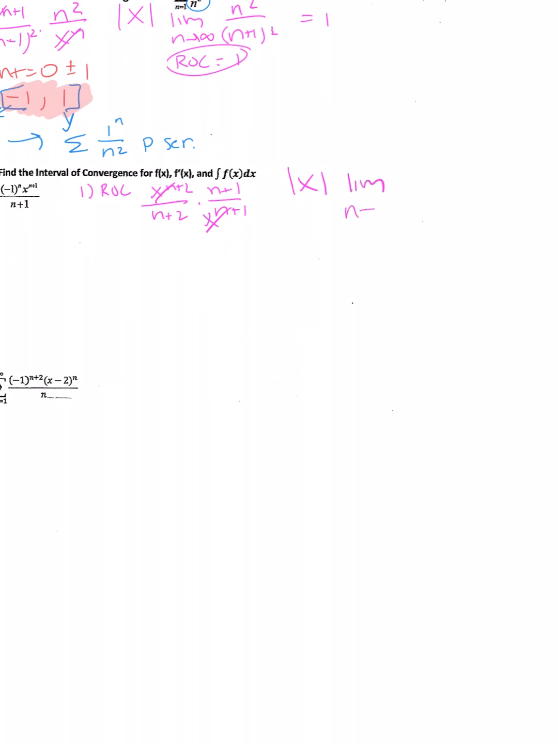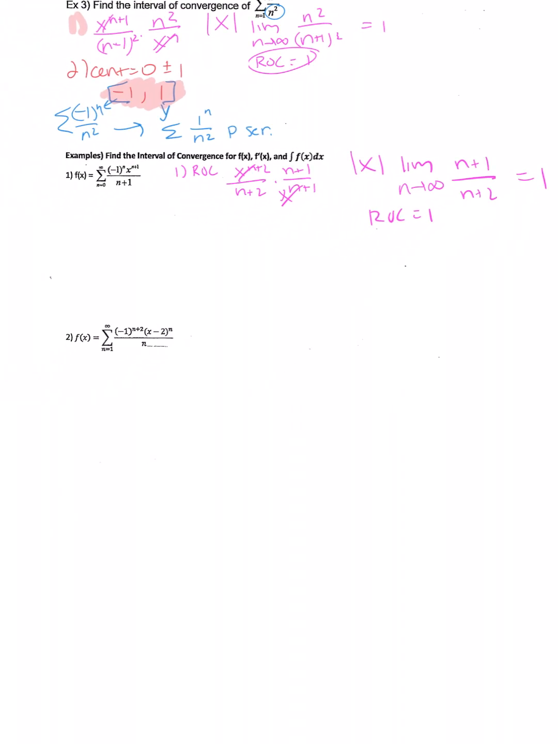So we're taking the limit as n goes to infinity of (n+1) over (n+2). That's going to equal 1, so my ROC here is going to equal 1. This one is, just like the other ones, centered at 0.